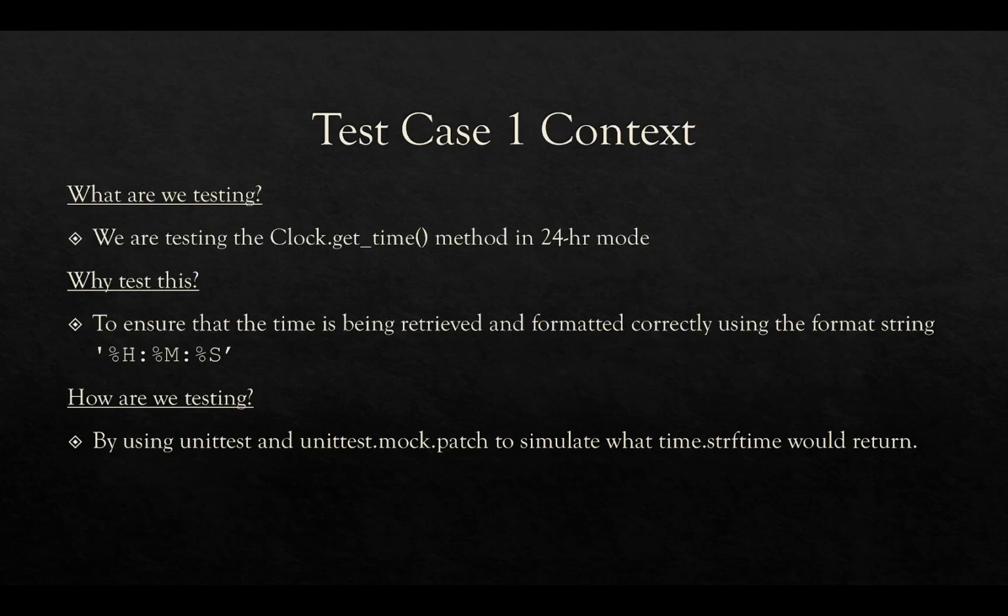For this test case, we're focusing on the getTime method of the clock class, specifically when it's set to 24-hour mode. The goal is to make sure that the time is being formatted correctly using the string %H:%M:%S, which is the standard 24-hour format. To test this, we're using Python's unittest framework along with unittest.mock.patch. This lets us mock the time.strftime function so that we don't have to rely on the actual system time, which helps us keep the test predictable.